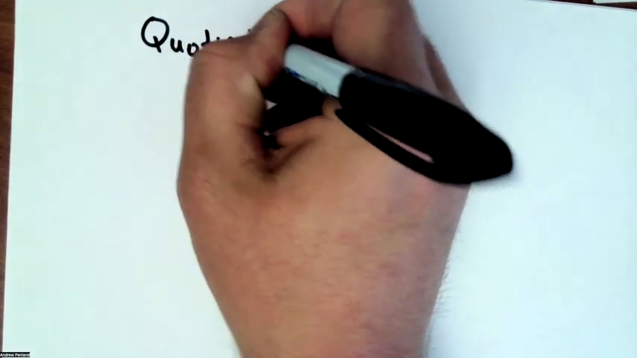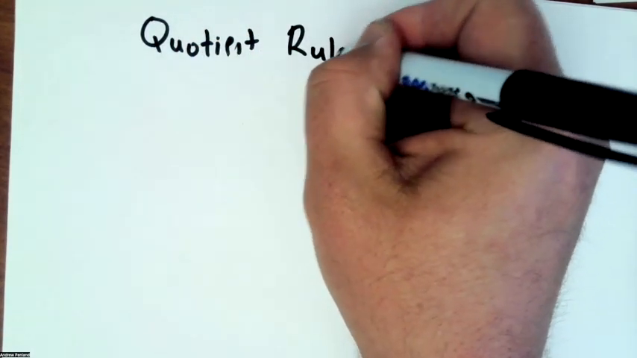So, examples of quotient rule. What's the big idea of quotient rule? The big idea is we're going to be using quotient rule anytime we have a function in the numerator and a function in the denominator. So can you give me an example of a function?